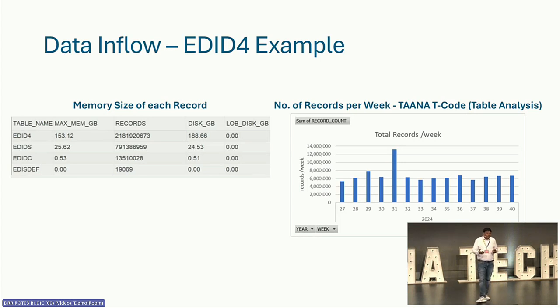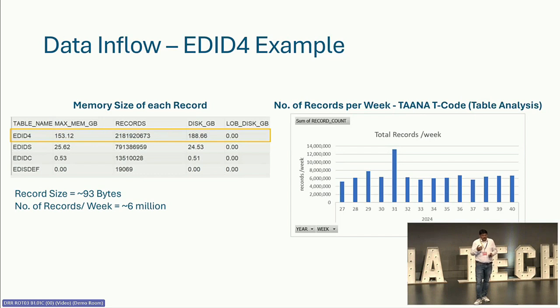Also, there are multiple tools for this. You could consider HANA analysis. That would nicely build the histogram for you: how many records are present in the table for what period. Now, in this EDID4, the LOB portion is 0. I have my disk size of 188, and then some number of records. So I calculated my record size. It's coming up to 93 bytes, for example.